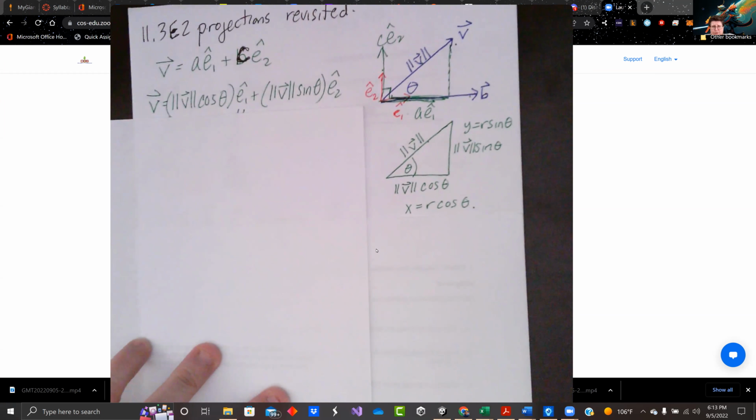E1 and E2 just give us directions. We need the magnitude in those directions, and it's the lengths of those sides of the triangles.